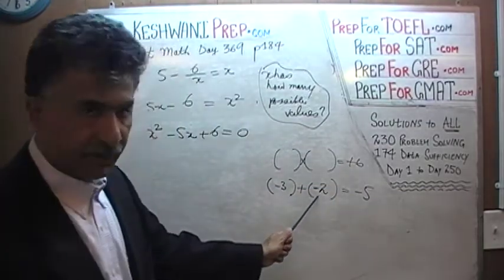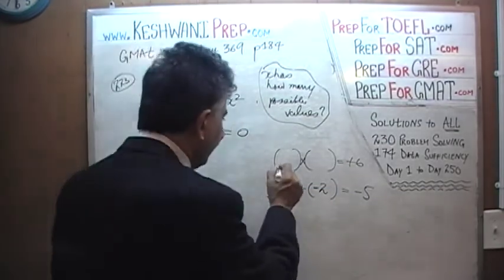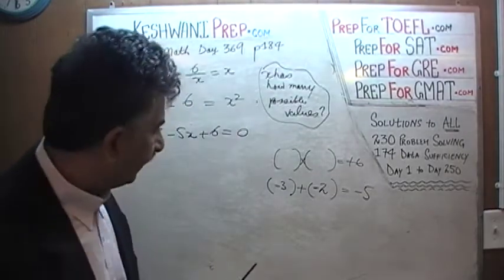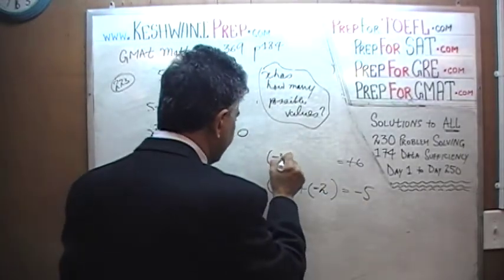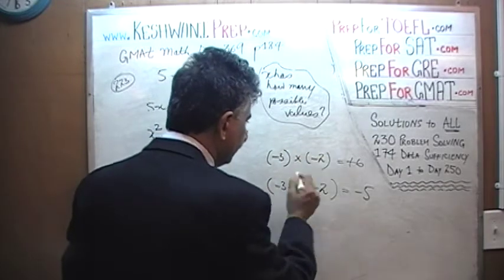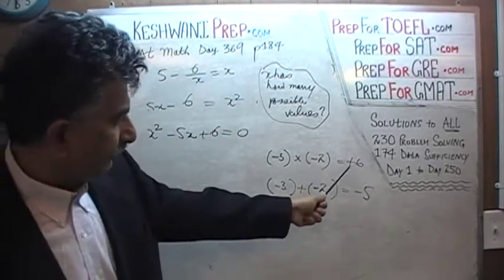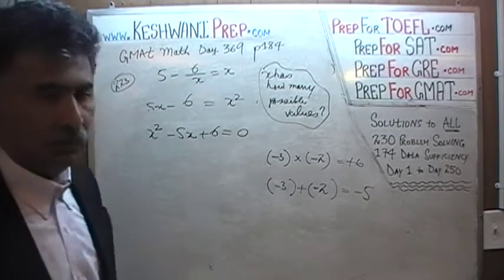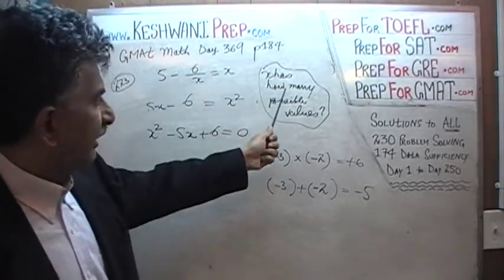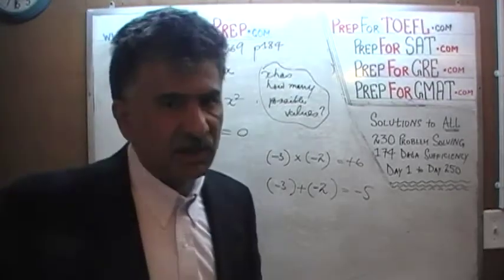Negative 3 plus negative 2 is going to give us negative 5. And negative 3 times negative 2 is going to give us positive 6. As you can clearly see, these are two different roots, and therefore it will have two. The question was, x has how many possible values? The answer is, x has two possible values.